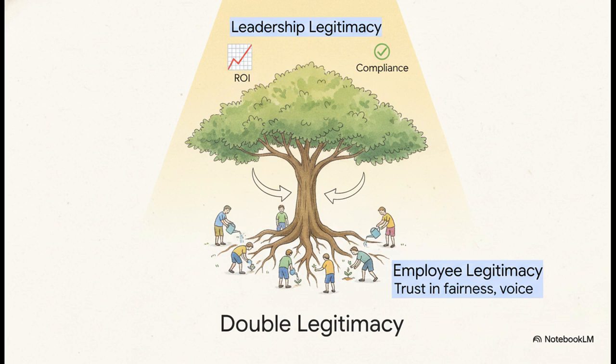And this leads to a really powerful concept called double legitimacy. See, a successful AI initiative needs to be seen as valid from two directions at once. From the top, it needs leadership legitimacy. It has to deliver on ROI and compliance. But from the front lines, it needs employee legitimacy. It has to be seen as fair, and people need to feel they had a real voice. When you get both of those, that's when you get sustainable change.